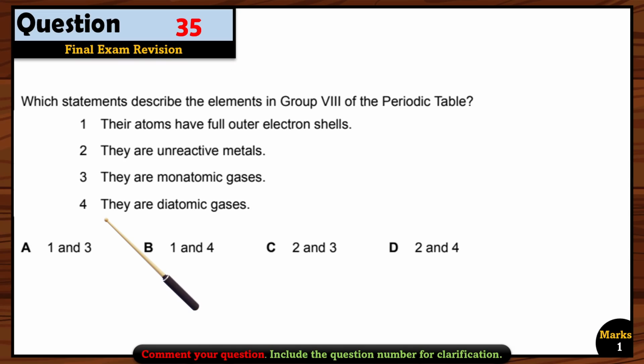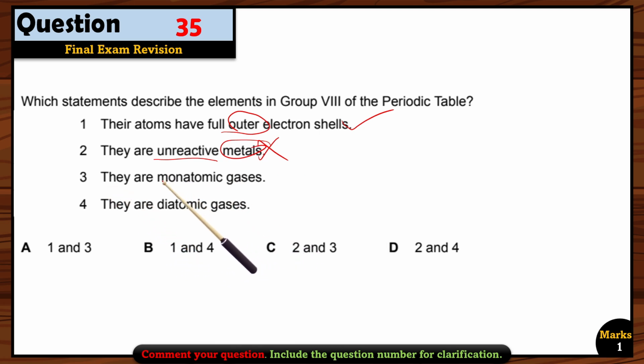Let's see another question related to group 8. Which statements describe the elements in group 8 of the periodic table? First, their atoms have full outer electron shells. Yes, this option is right. They are talking about the last shell, right? So the last shell is full. That is right. They are unreactive metals. They are unreactive, but they are not metals. We call them non-metals, not metals. So this option is wrong.